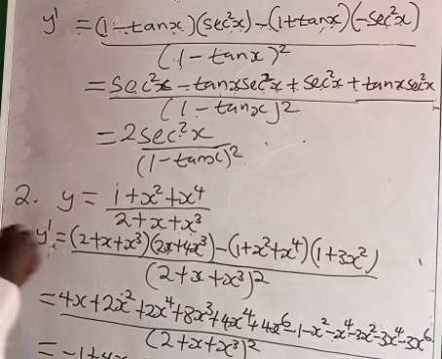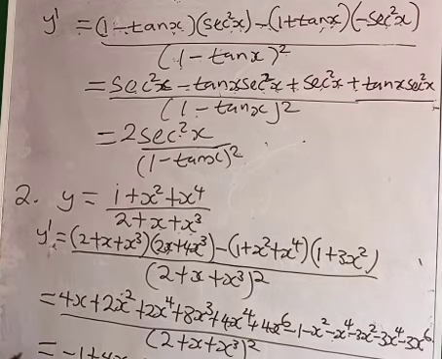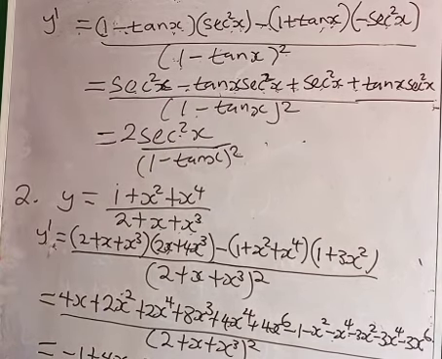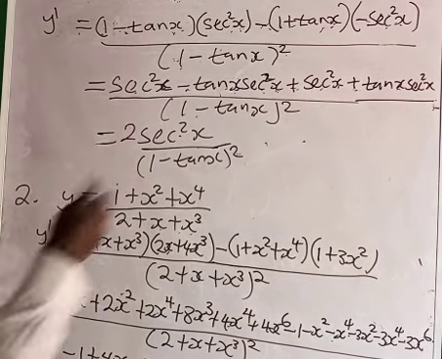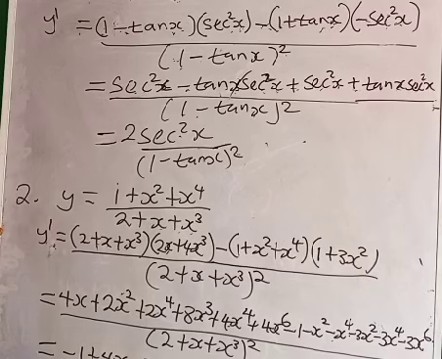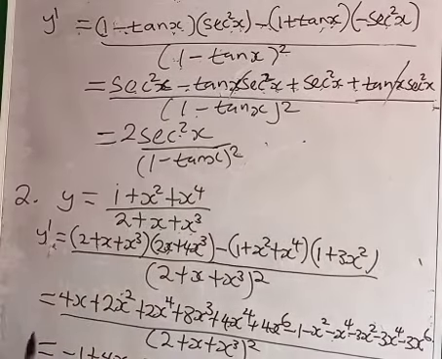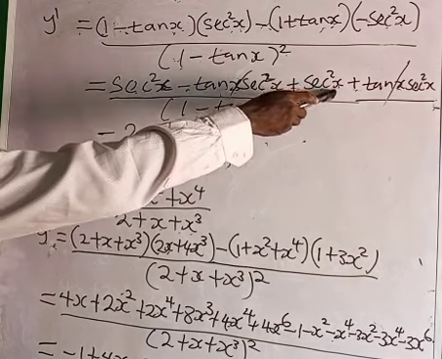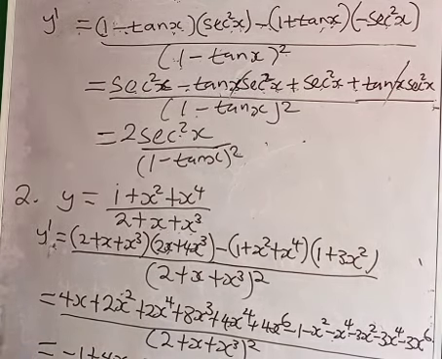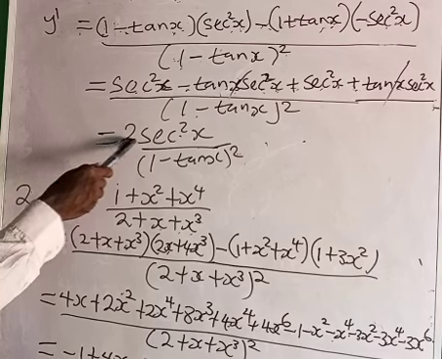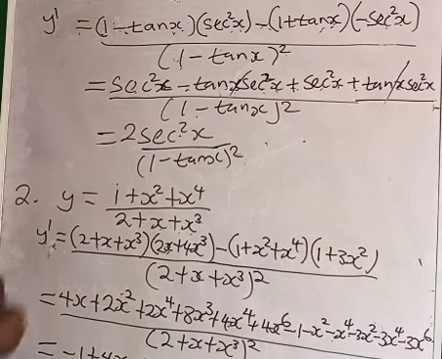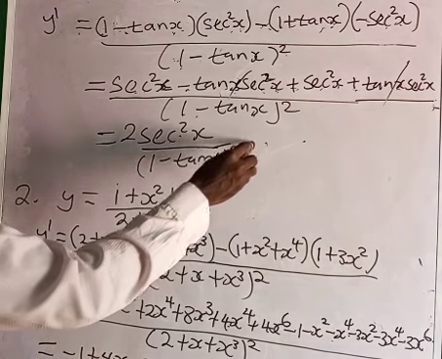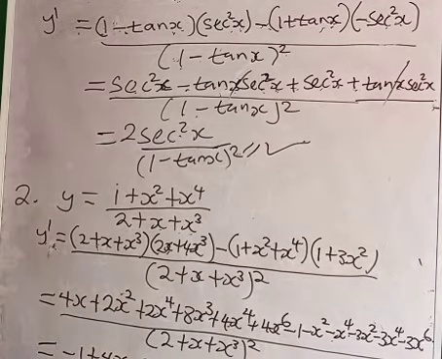Carefully looking at it, you see that we have opposite signs. Here is minus and here is plus, and they have the same terms. So minus tan x sec square x will cancel out with plus tan x sec square x, leaving us with just sec square x and sec square x. That is double of it, leading us to the result 2 sec square x all over 1 minus tan x all squared. Yes, that's the result for problem number 1.